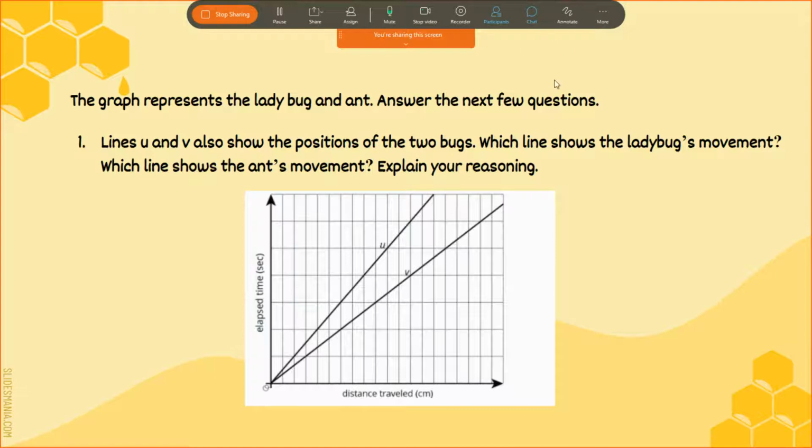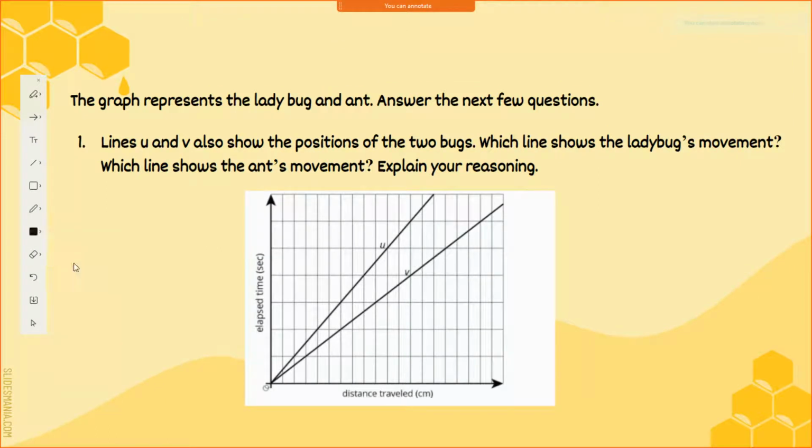All right, so some of you might have already noticed. If you look, you can tell which one is the ladybug and which one is the ant, because we know that over time, the ant moves more distance in less time. So if we look at the distance and ask who traveled 3 centimeters the fastest, according to this, V moved 3 centimeters the fastest. So which one is going to have moved 3 centimeters the fastest? The ant is. So V is going to be your ant's line, and U is going to be your bug. So that's your ladybug.